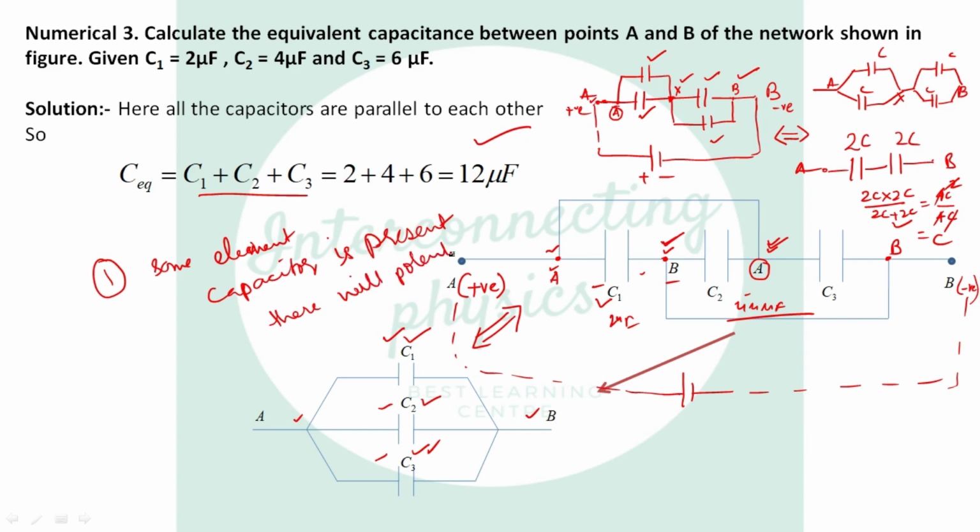There will be a potential drop, and we consider that point X. If there is no element present over there, then it means there is no potential drop, and the same point will come on the second position. So by this method we can solve the problems.